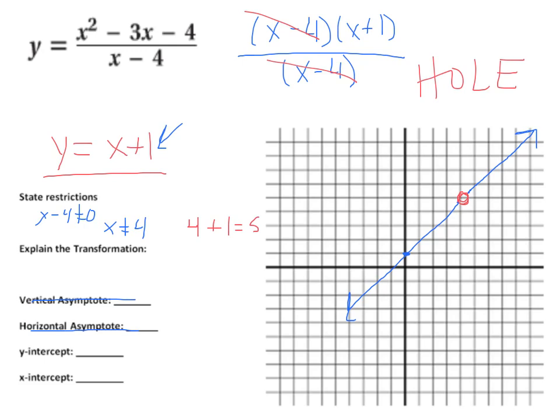My y-intercept would be when x is 0, y is going to be 1. And if y is 0, then x is going to give me negative 1. And that would be it.